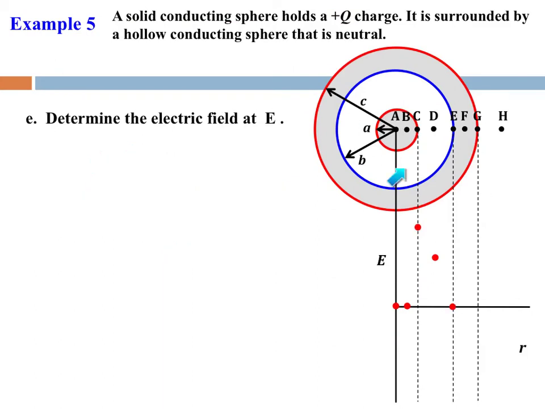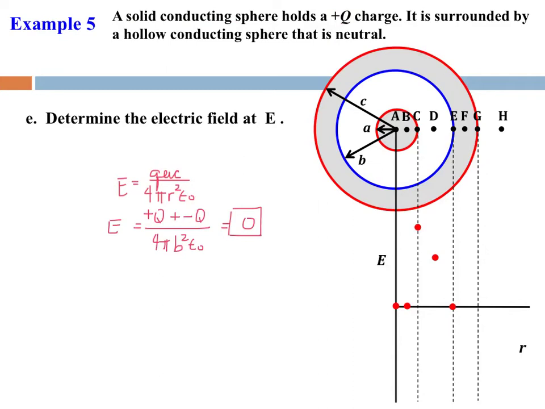At point E, we have now entered our other outside conducting sphere. So now the charge enclosed is 0 again. For charge enclosed, I'm going to say that we have a +Q on the red sphere, a -Q on the blue sphere. Our radius would be B, but that just gives me 0 as my electric field.